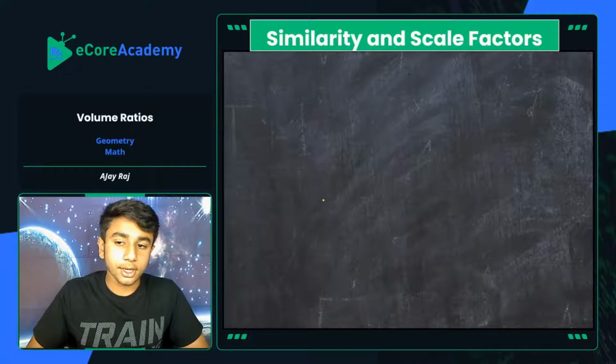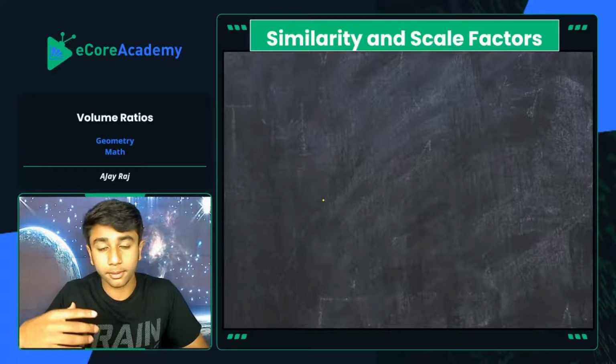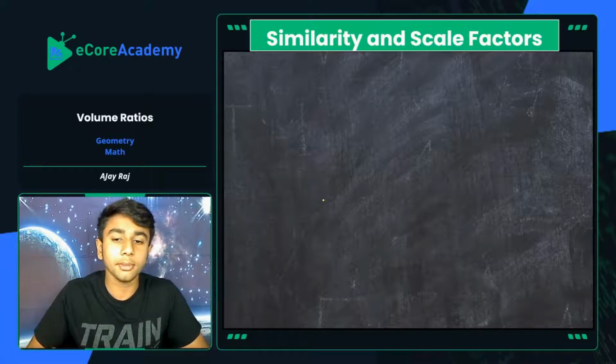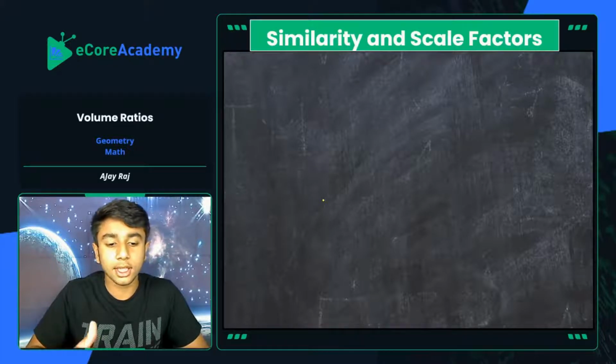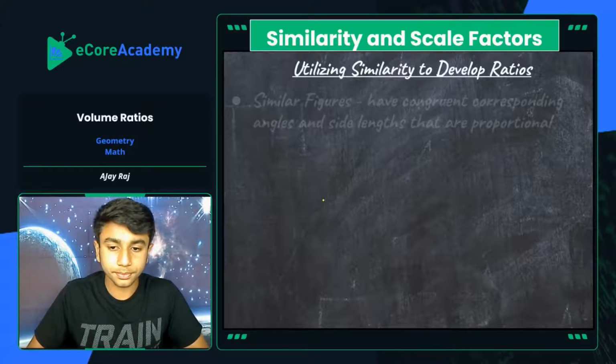So let's start with similarity and scale factors. These are two terms that you should already be familiar with after following this Common Core curriculum, or if you follow your generic geometry curriculum. Let's look at similarity and scale factors, and let's see how we can actually implement them to our volume ratios. So let's look at utilizing similarity to develop our volume ratios, or ratios in general.